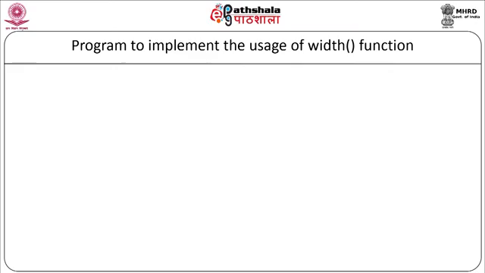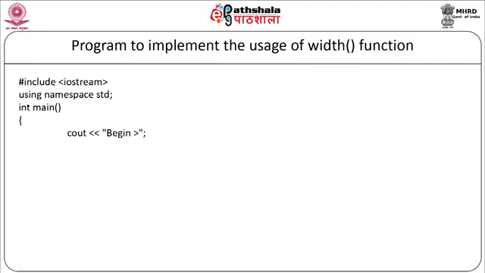We'll start with the program: #include <iostream>, using namespace std, int main. cout "begin", the text is displayed on the screen. Now we will set the width as 25, cout.width(25). Now we will display the number as cout "the number is 235" and the text is displayed, endl. Now this particular value 235 will be displayed where the first 22 will be blank spaces and then the value will be displayed as 235.